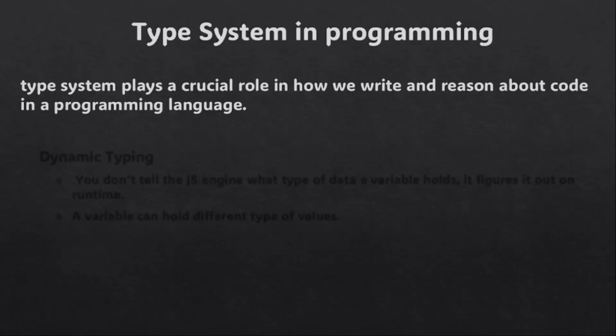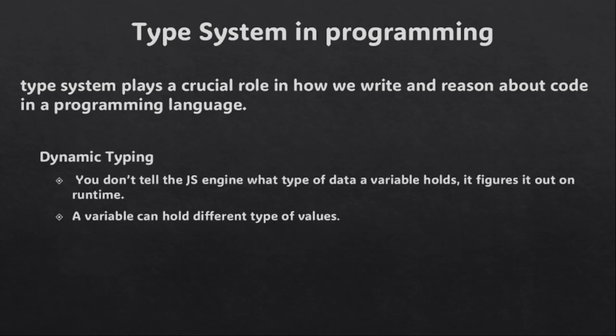Okay, typing system in programming. Now, typing system plays a crucial role in how we write and reason about code in a programming language. We have two types of typing system, dynamic typing and static typing. So JavaScript uses dynamic typing.